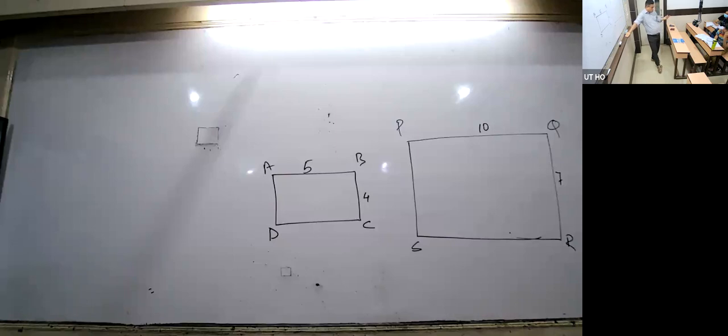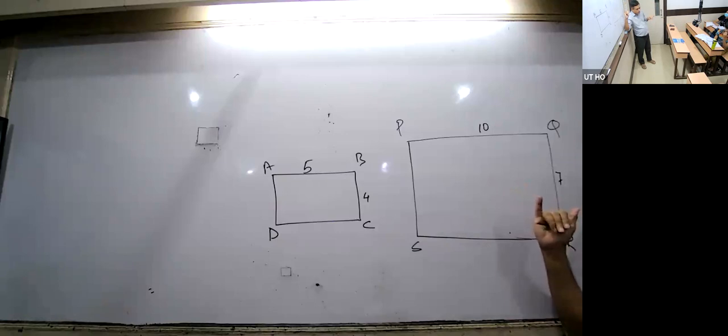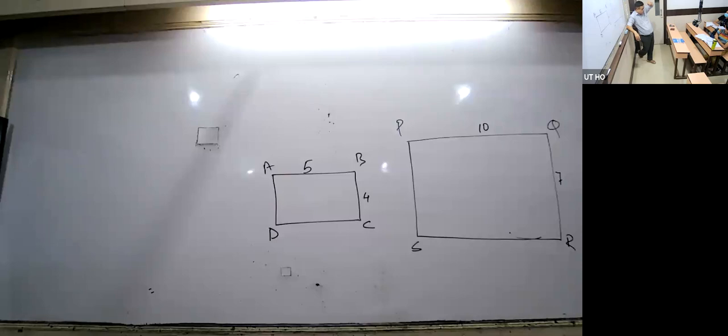Understood or not? So how about a pentagon? Pentagon is similar to pentagon? There are 2 things you have to know. In polygons, there are 2 types. There is a regular polygon. You know what a regular polygon means?